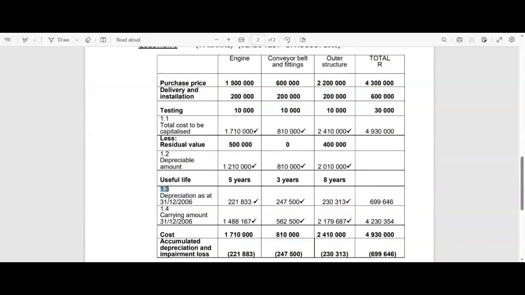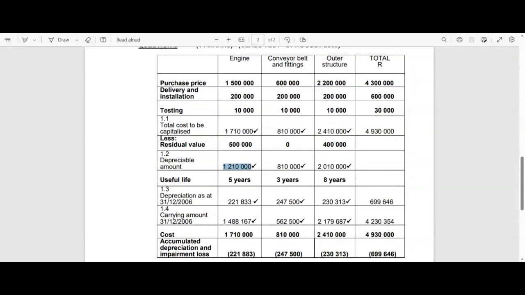So if we now are going to look at the depreciation, which amount are we going to use, ladies and gentlemen? Are we going to use the purchase price as the basis? Are we going to use the cost as our basis for depreciation? Or are we going to use the depreciable amount? Which one of those three? It's not a trick question. The depreciable amount, right? The depreciable amount.